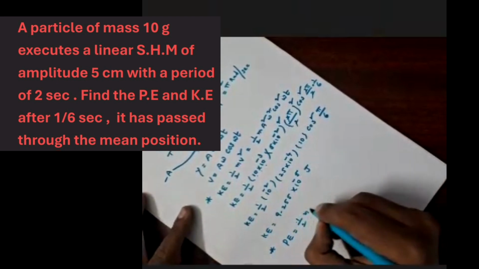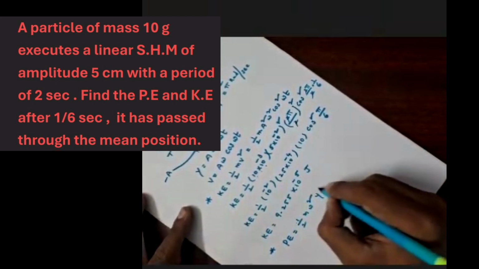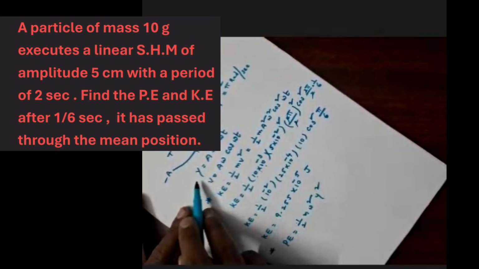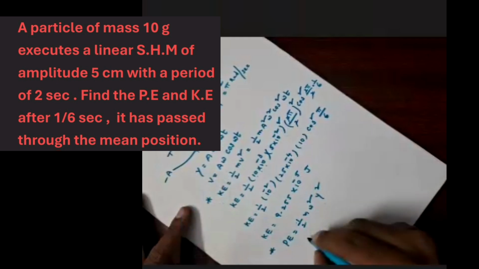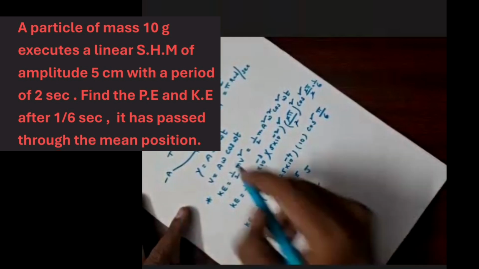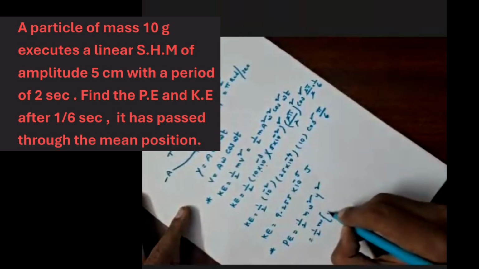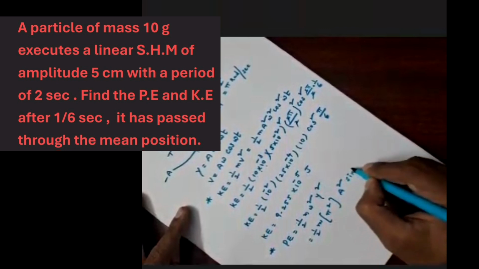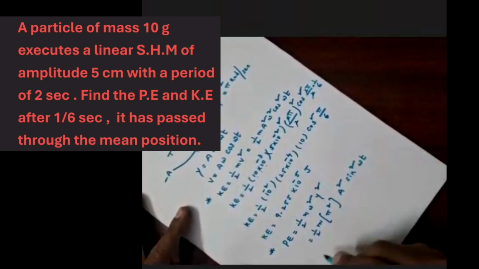Potential energy is half m omega square y square. This is the general formula. As I already said, when the particle moves from the mean position, the displacement is y equal to a sin omega t. So half m omega square, the value is known, pi square, and y is a sin omega t, so a square sin square omega t.